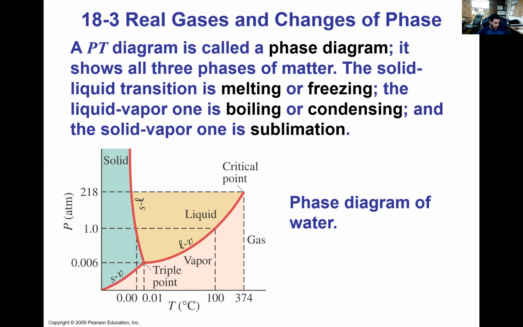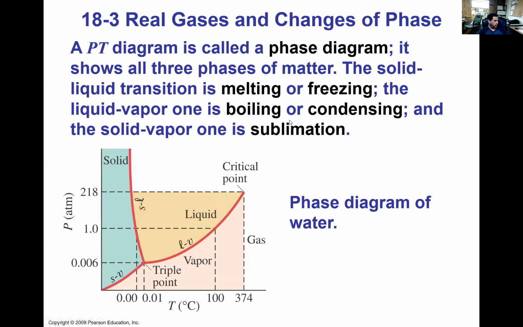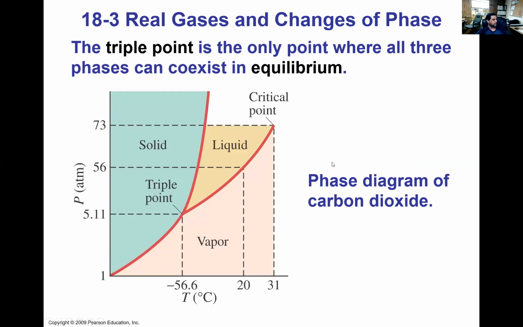It's the only point where all three phases of matter can coexist in equilibrium, okay? So here's a phase diagram of carbon dioxide, with solid, liquid, and vapor marked. You've got your triple point. You have the critical point. The critical point for water is here. You can see 218, 374. Carbon dioxide. And again, the triple point is where all three phases can coexist in equilibrium.